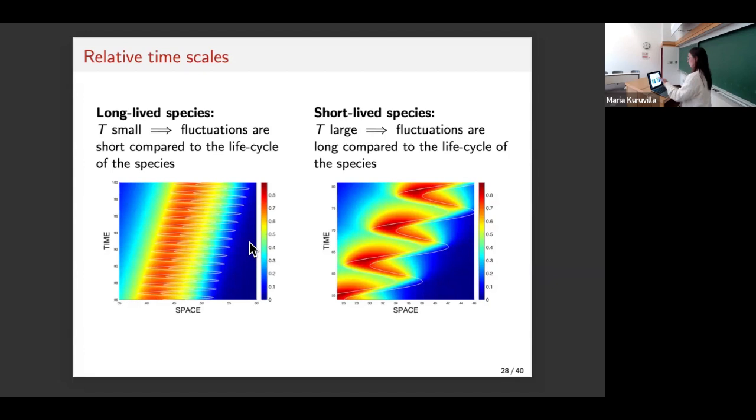So you can see two pictures. Here we can see that the period is very small, so this would be a long-lived species case. This would be the result of a simulation for a long-lived species, and for short-lived species our periods are much bigger. So you can identify them.